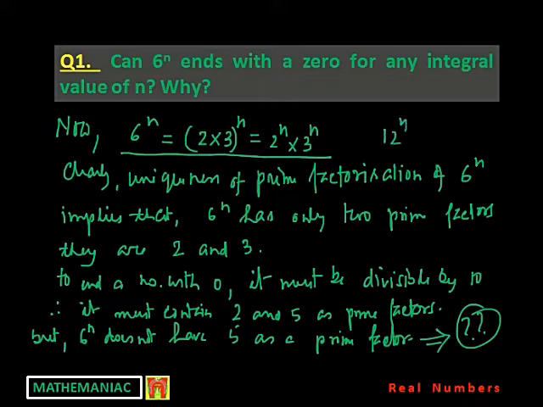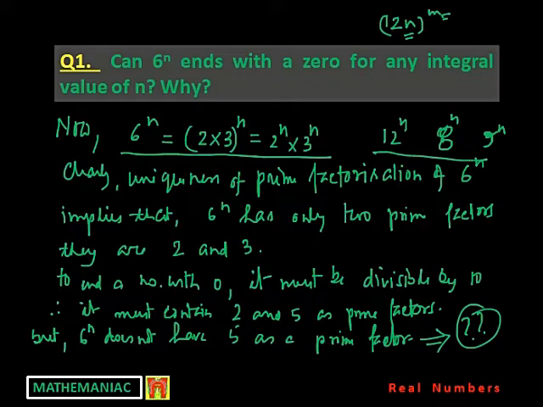Maybe somebody asks you about 12 to the power n, maybe 8 to the power n, or any composite number, or an odd number like 9 to the power n, where this 5 will not be there. So they might ask you like this. Sometimes to confuse you, they may ask what the values of n may be so that this can ever end with 0. So here it is not the case.